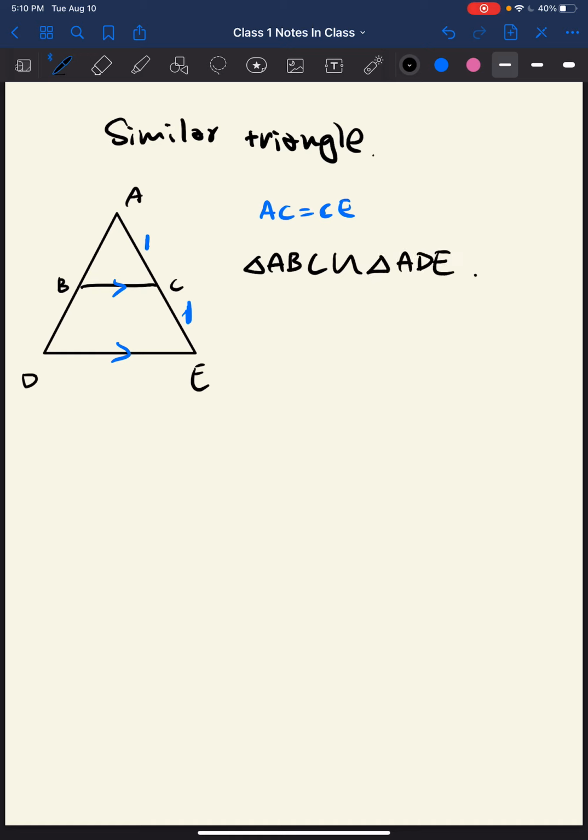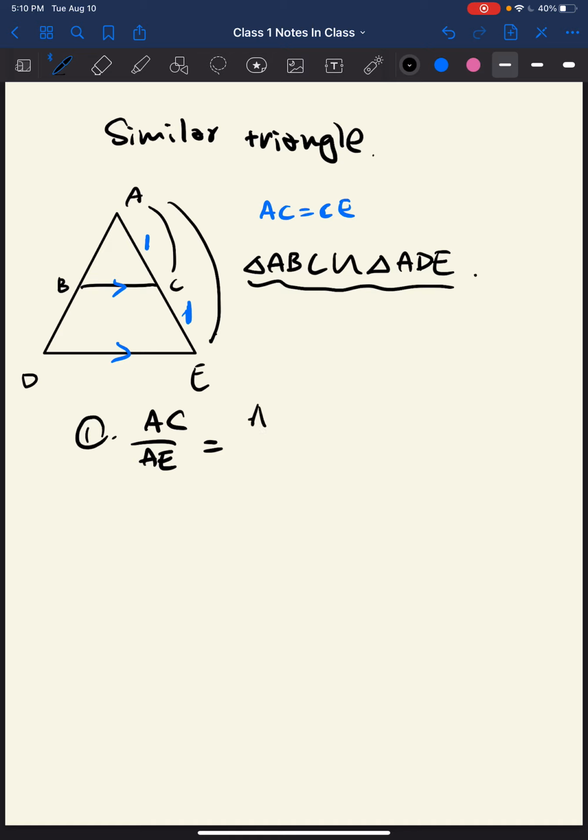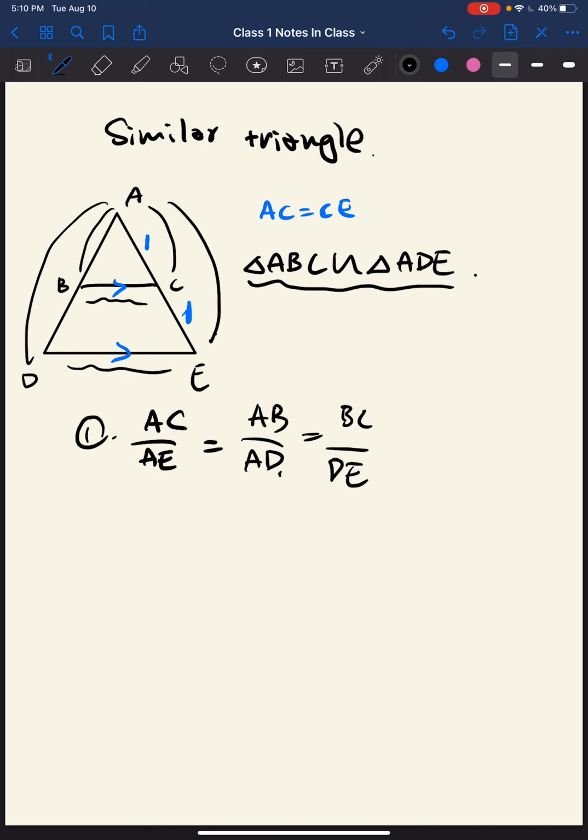And I'm going to tell you three pieces of information we can get from the similar triangles. The first one is AC over AE, which is this one over this one, equals AB over AD, equals BC over DE, which is this one and this one. And this is half, because AC is 1, CE is 1, and added together, AE should be 2. So AC over AE should be 1 to 2.